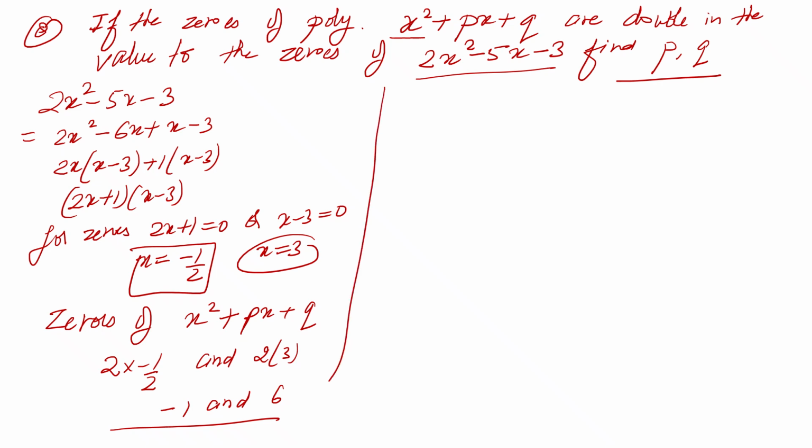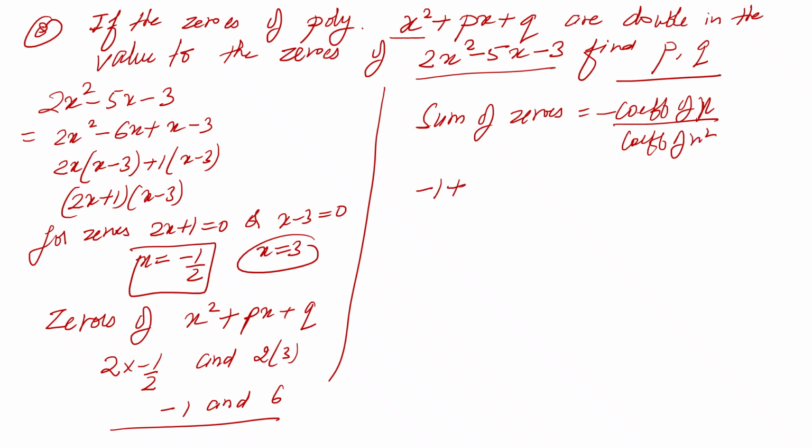Right? Now, sum of zeros. Sum of zeros, this is equal to minus the coefficient of x upon coefficient of x square. So sum of zeros क्या होगा? Minus 1 plus 6. This will be equal to minus p by 1. So you get 5 equals to minus p, or you can say p equals to minus 5.